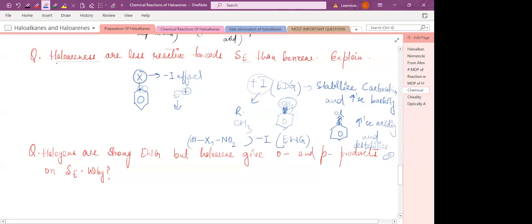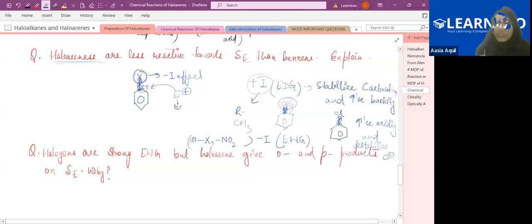So we know that in haloarenes, we are talking about the haloarenes. Haloarenes means what is on top of benzene? Halogen group. And we know that halogen group shows minus I effect. Minus I effect means it just pulls all the electron density towards itself, because of which a partial positive charge will come on the chain, right? So here the partial positive charge. So when the electrophile comes and tries to attack this carbon, what will happen here?